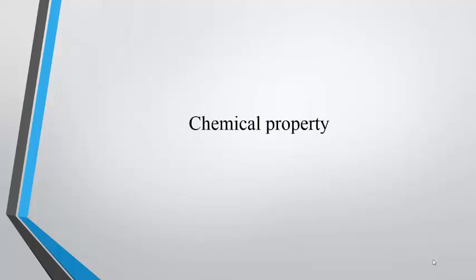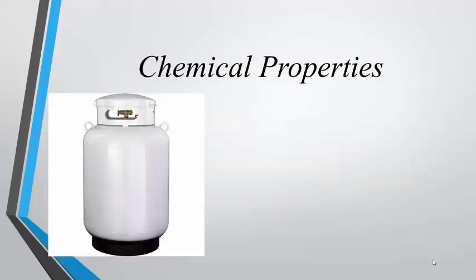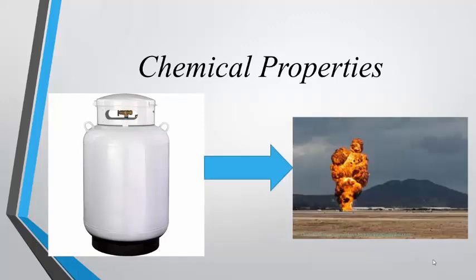So chemical properties. This is the ability of a substance to undergo a specific chemical reaction, or actually even the inability, or the ability to have atoms rearrange. And this is the ability, it's not the doing it. For example, propane has the chemical property of being flammable. It catching on fire is not a property, but we'll get to that in the next lecture. So a chemical property is the ability for something to undergo a reaction.